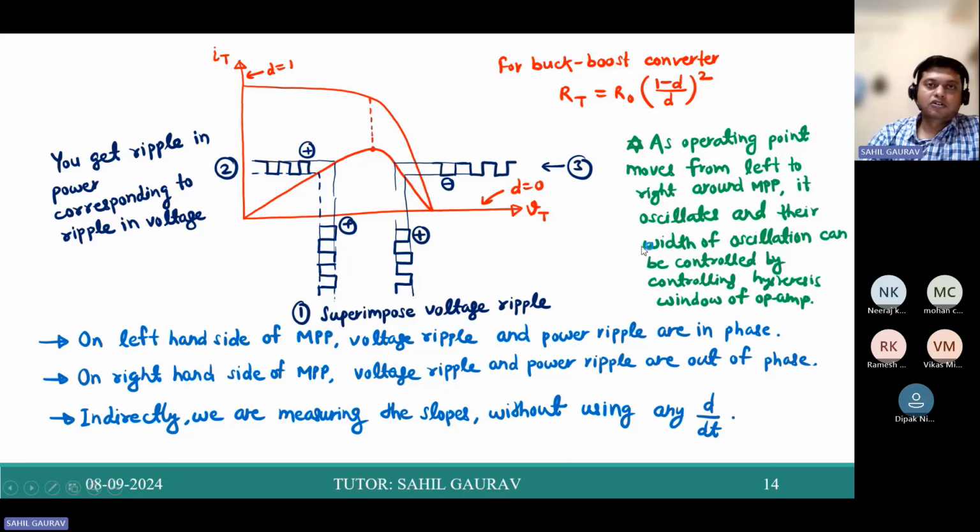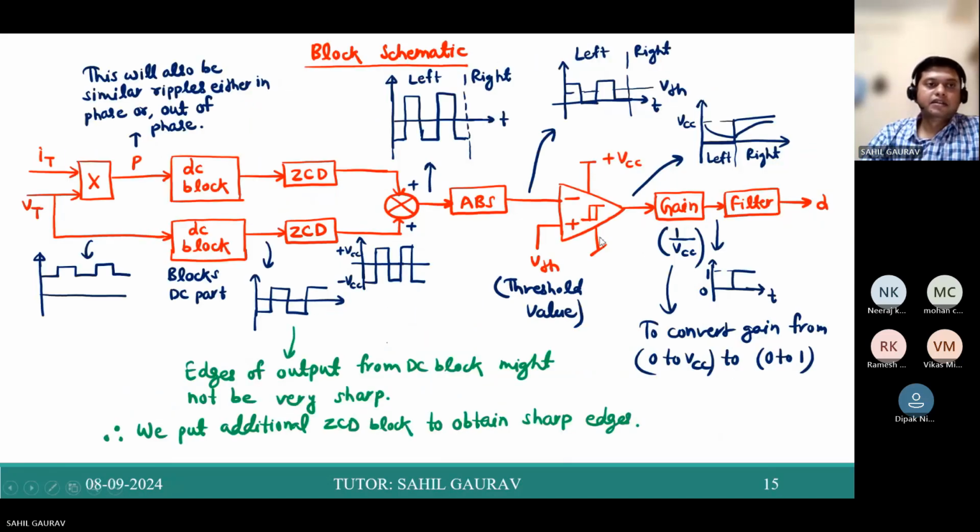So let us see the block diagram for the power slope method. Here we are sensing the current and voltage output of this PV panel. This voltage output will be something like this. There is some ripple in the voltage, and now we will pass it through this DC block.